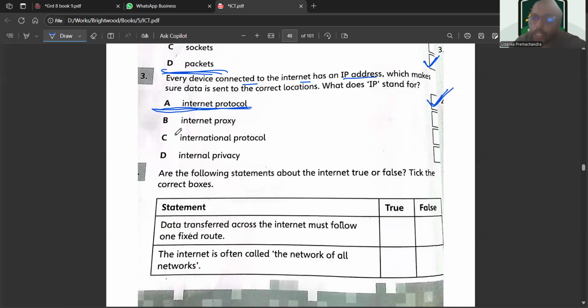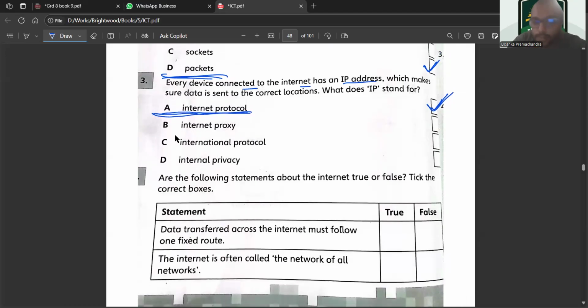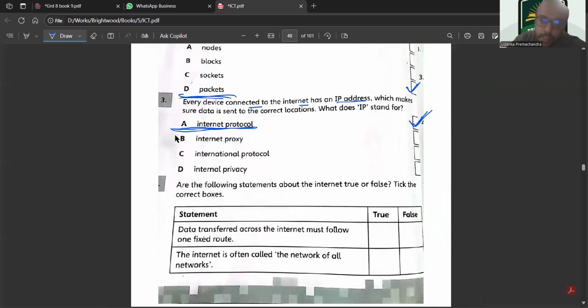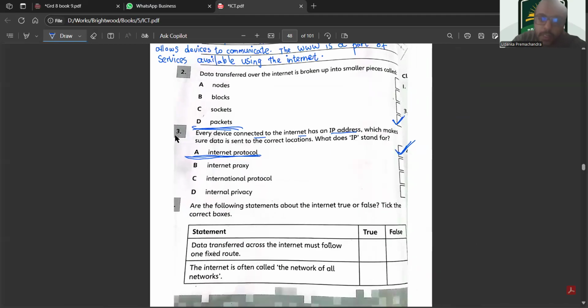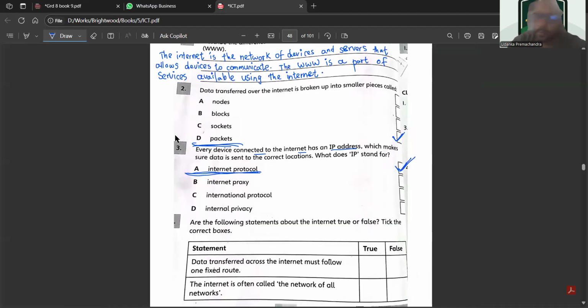Are the following statements about the internet true or false? Tick the correct boxes. If it is true, put true. If it is false, put false. Like you did previously. Okay, do it. I'll give 2-3 minutes of time. Quickly do.